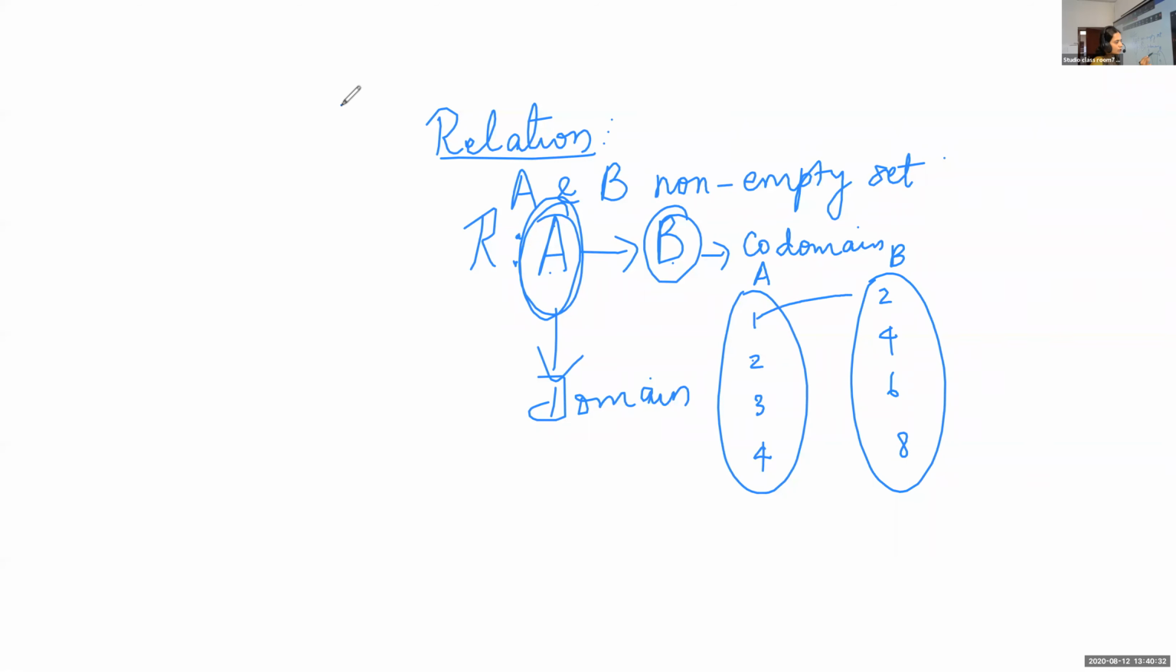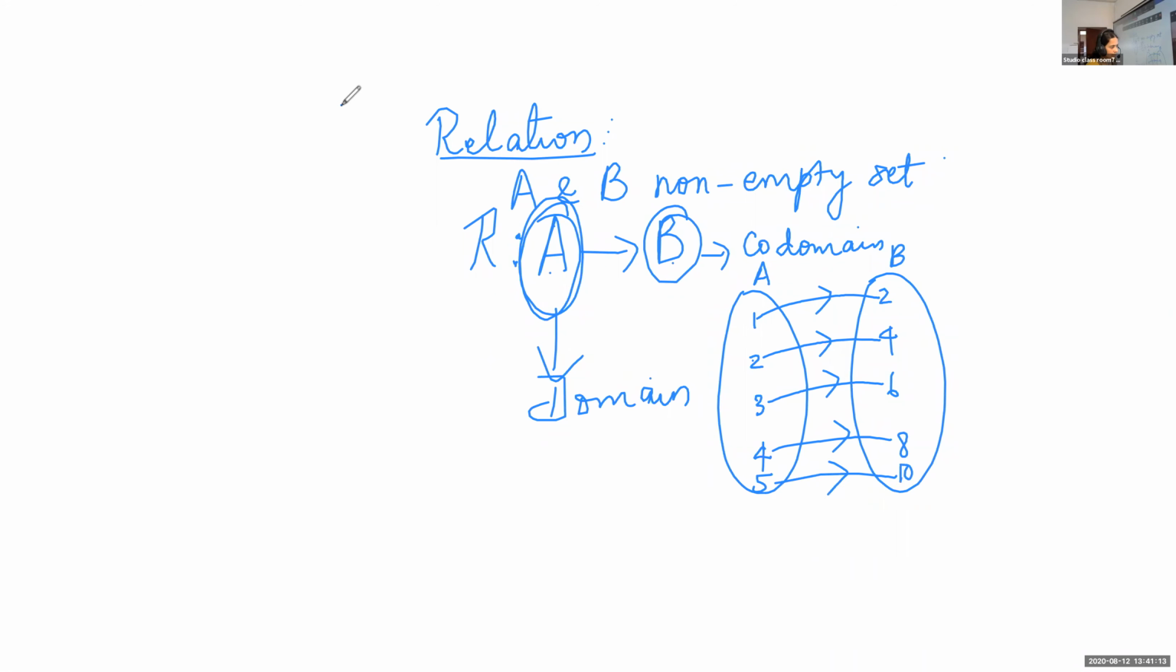1 is related to 2. 2 is related to 4. 3 is related to 6. 4 is related to 8. Can you give the relation? What is the relation I am using here? 1 is related to 2, 2 to 4, 3 to 6, 4 to 8. Suppose I am introducing 5, then 5 will be related to? Can you give the answer? 10. 5 will be related to 10, isn't it?